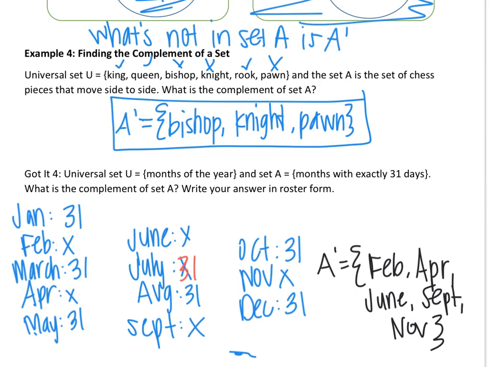Okay, so A complement is going to be February, April, June, September, November.